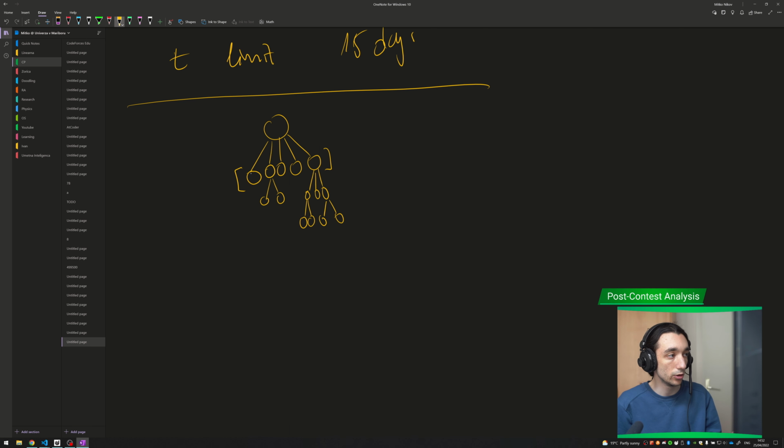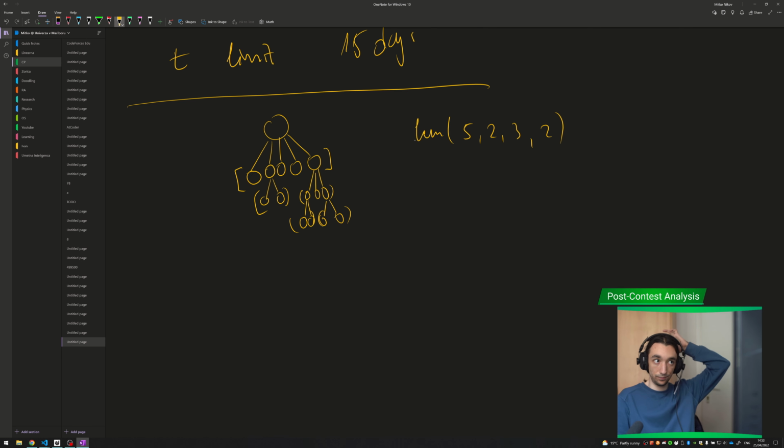So if we want to always divide proportionally with an integer number of nodes, we can take the LCM of this, of this, of this. So we can take the LCM of 5, 2, 3, 2. And this is the biggest denominator we can possibly have. But you can see a bit of a problem here, where the LCM might become very large.